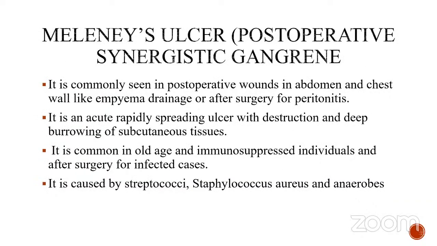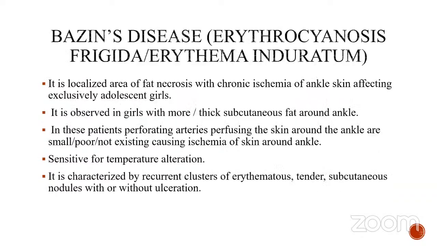So Meleney's ulcer, or post-operative synergistic gangrene. It originates from a post-operative wound, and the most common locations are the abdomen and chest wall. And it's rapidly spreading also.